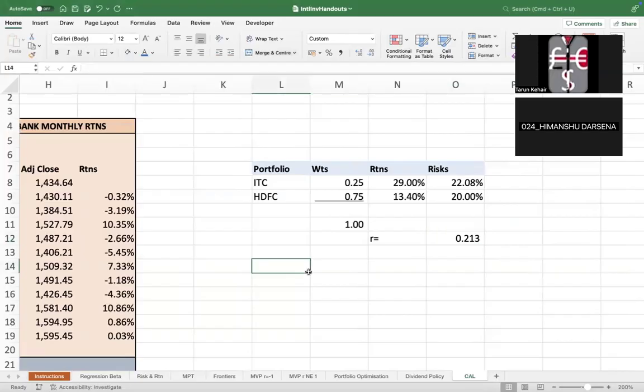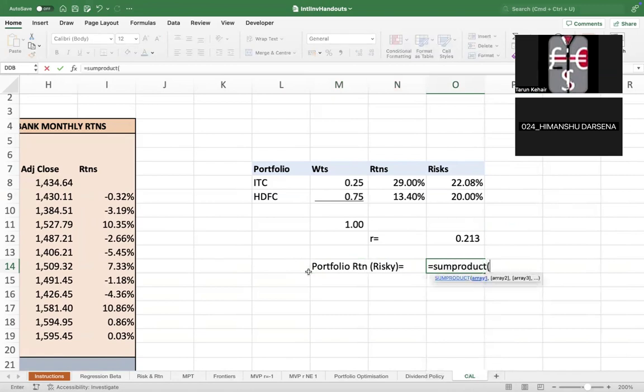Now we can find out the expected return for the portfolio. So the portfolio return for the risky portfolio will be the sum product of your weights and your returns, which comes to be 17.29%. A simpler way to understand it is weight of ITC into return of ITC plus weight of HDFC into return of HDFC.